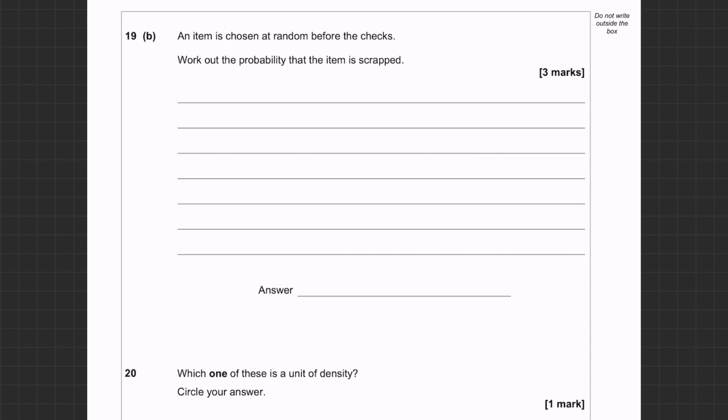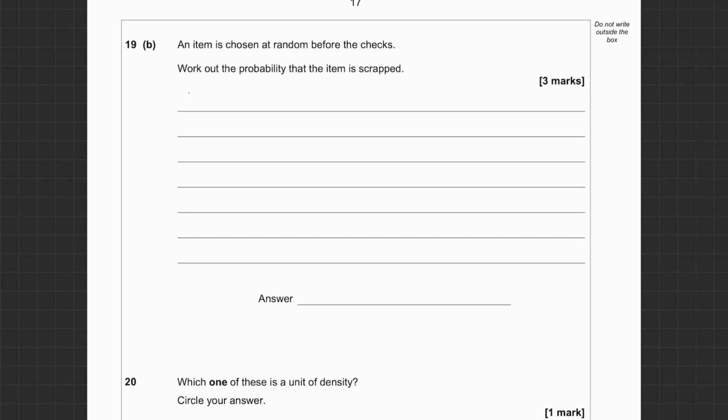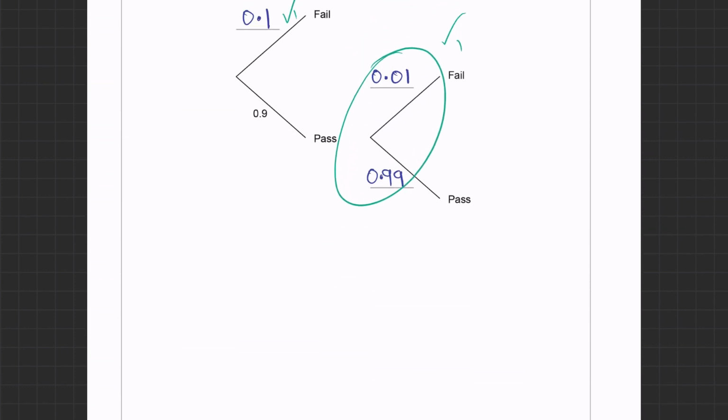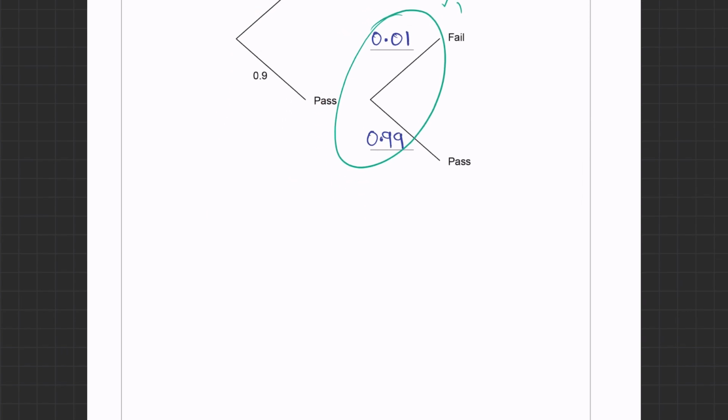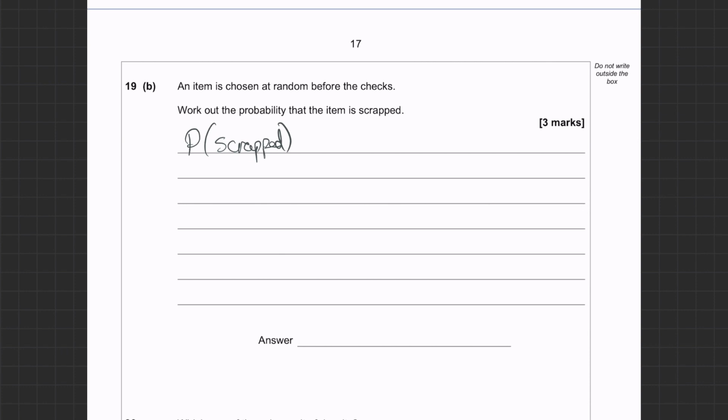An item is chosen at random before the checks. Work out the probability that the item is scrapped. We need the probability that it will be scrapped. Well, looking at the tree diagram, we can see that in the first round, there's a 0.1 chance that it will fail. So we're going to write that here. So in the first check, it's 0.1 that it fails. I'm going to add the second check.